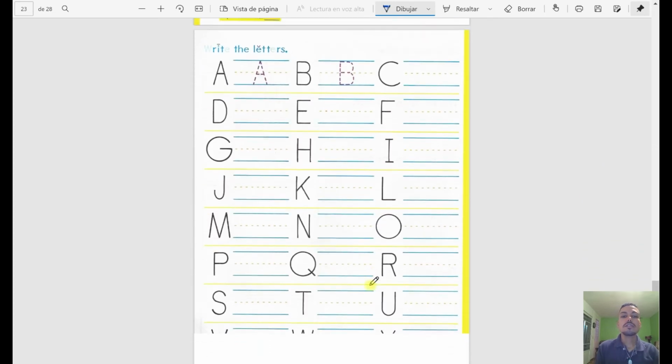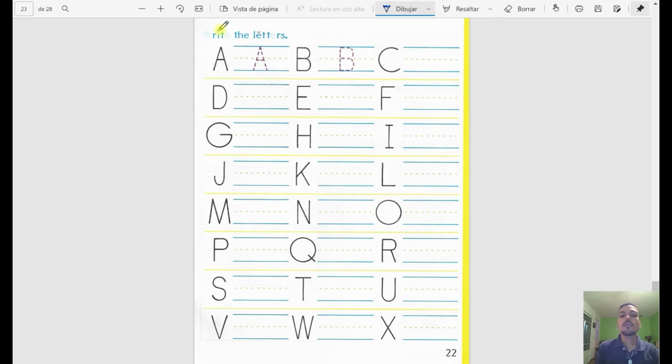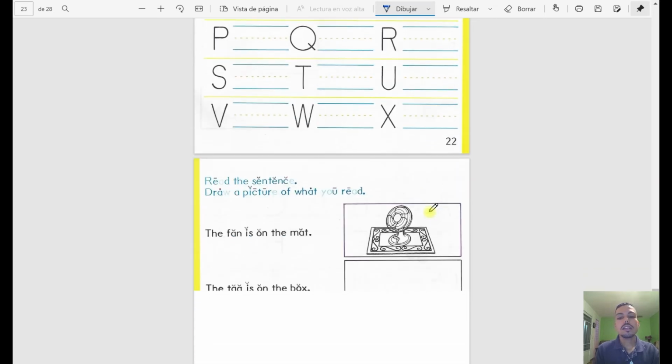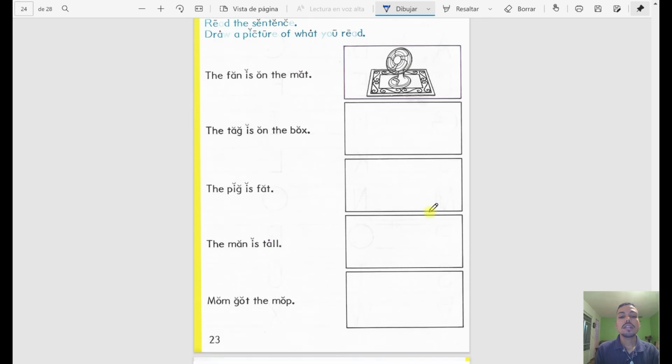And here at page number 22, it says, write the letters. Write the letters. Here we have to write the letters, but in uppercase, right? Tenemos que escribir las letras del abecedario en inglés, pero en mayúsculas, ¿ok? Así que trazamos estas primeras que están aquí, seguimos escribiendo las demás. When you finish to trace and to write all of them, you finish with the page number 22, and we can go to the page number 23.